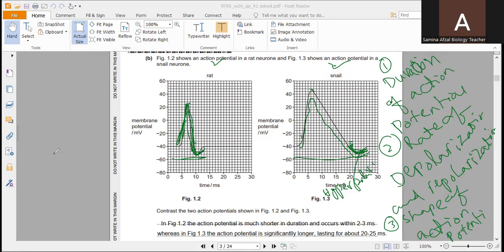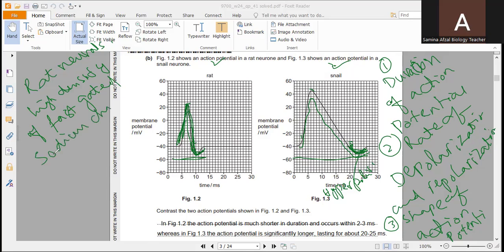So we can say that in rat neurons, there is a high density of fast gated sodium channels and potassium channels. So due to these channels, the depolarization and repolarization occur very fast.